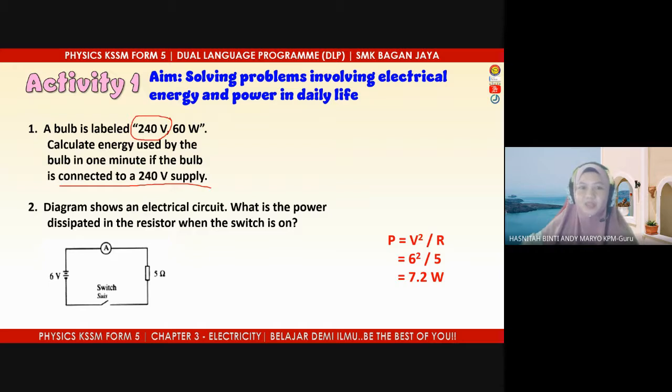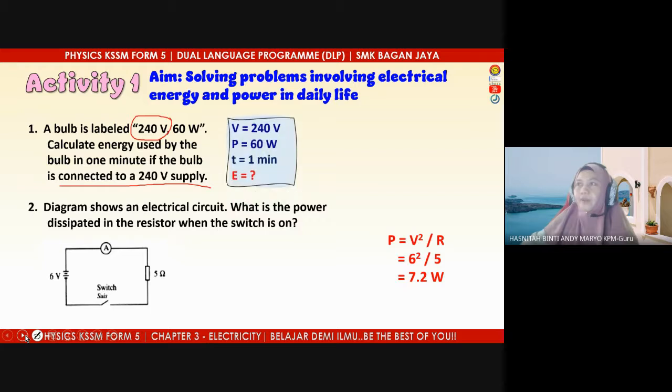Okay, students, are you done with number one? Let us check how to find the electrical energy used. So this is all the given information. You list out the given information first. They give you V, 240 volt. They give you the power, 60 watt. The time is 1 minute, so you can convert this into 60 seconds. We are looking for E. So we have V, P, T. How to find E, students?